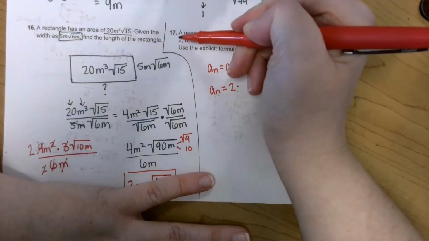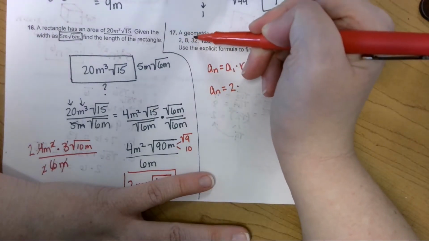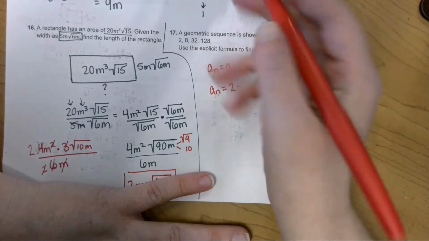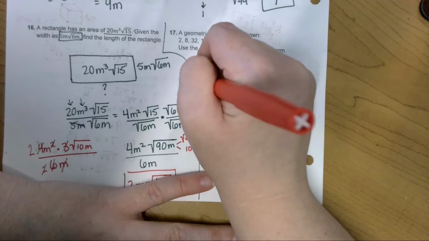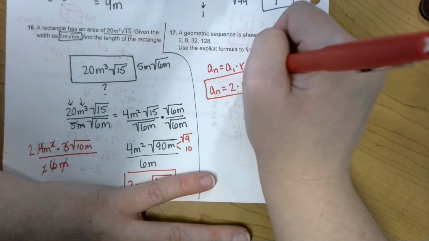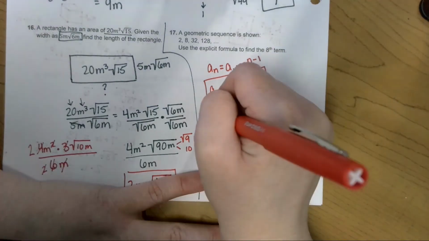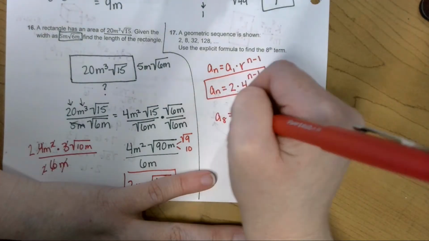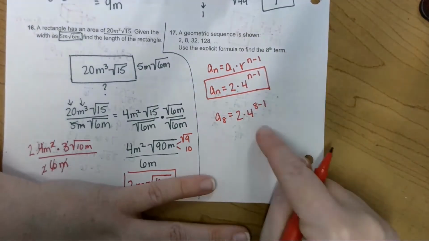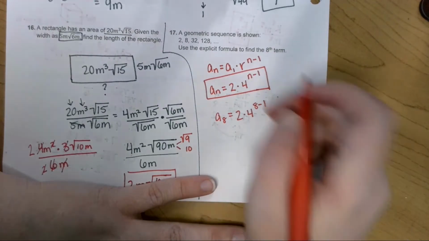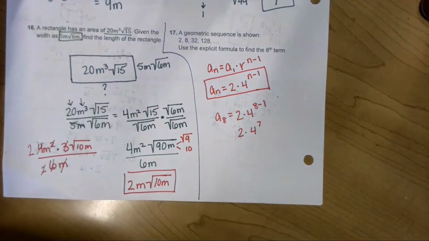So what do I multiply 2 by to get to 8? 4. And then 8 times 4 is 32, and 32 times 4 is 128. So my common ratio is 4. So this is my explicit formula: a sub n equals 2 times 4 to the n minus 1. Then to get the 8th term, we're going to plug 8 in for n. And this is 4 to the 8 minus 1. 8 minus 1 is 7. So that's 2 times 4 to the 7th.